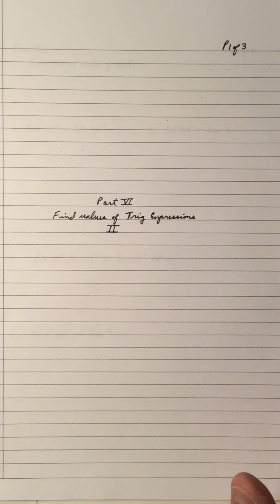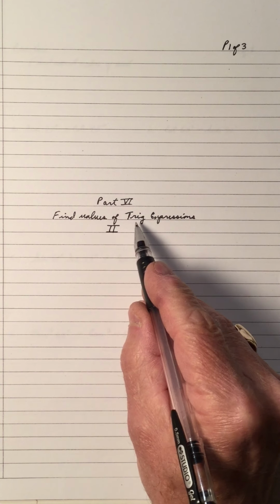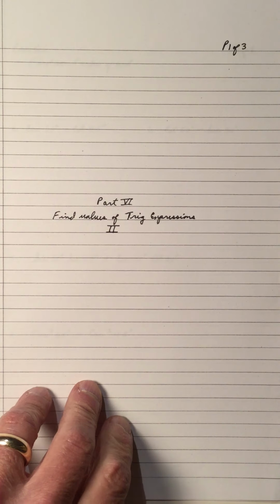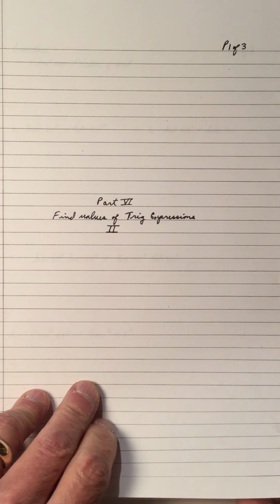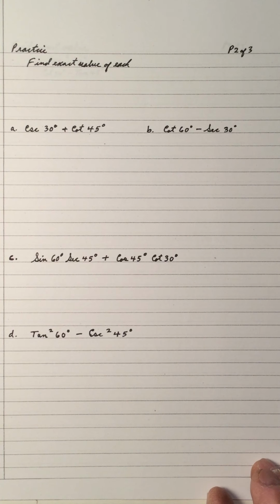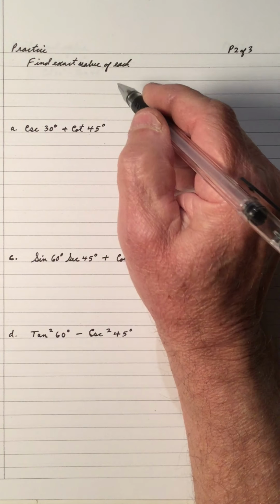Hi, welcome to my video on part 6. Find the values of trig expressions, number 2. This is in the section on reciprocal ratios. But now I'm going to find the values in the special right triangles of 30, 60, 90, 45s. Find the exact values of each.